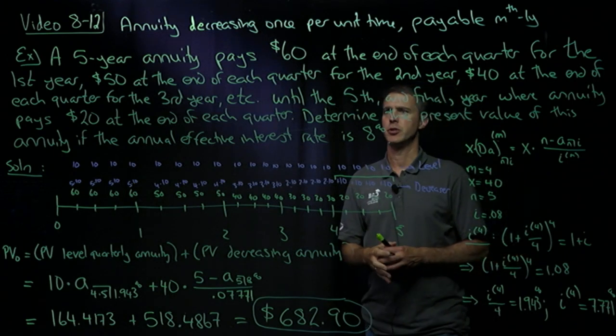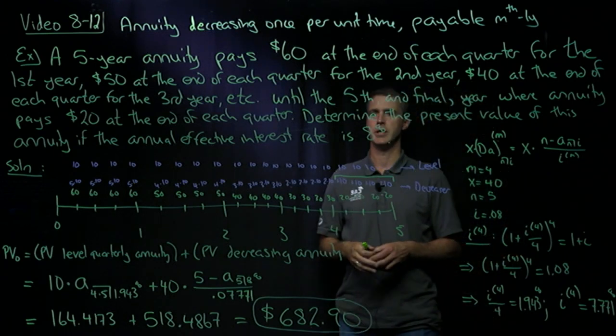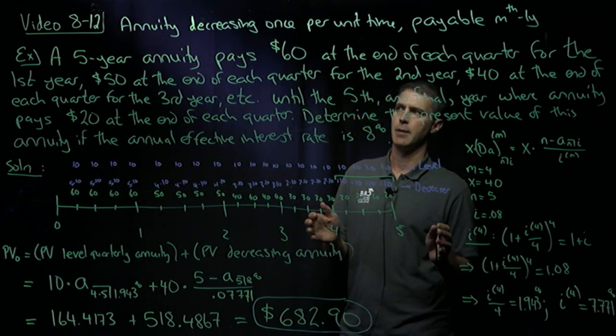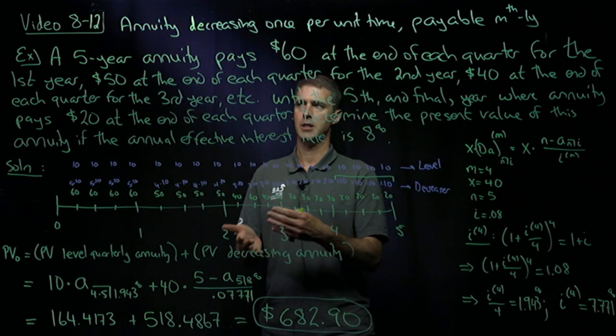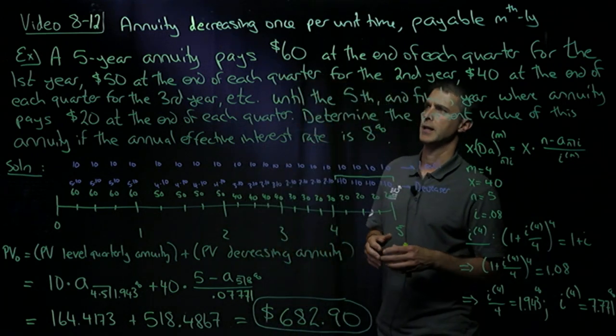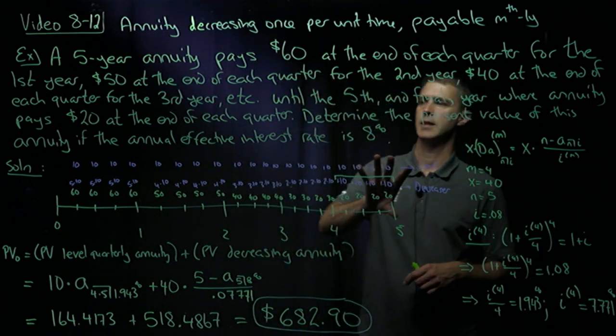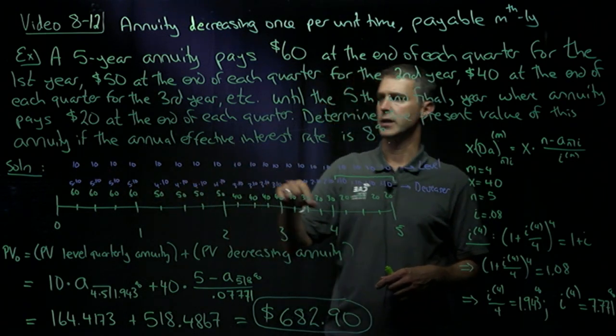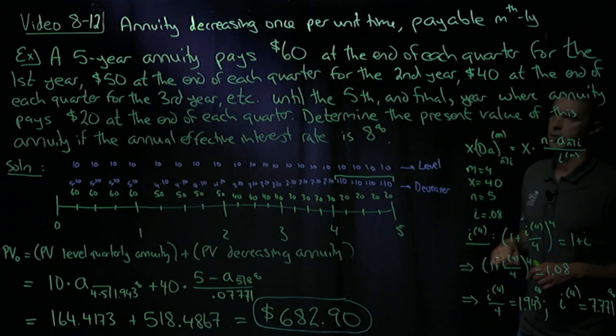In this video, we're going to do a more involved example of a decreasing annuity in which the payments decrease once per unit of time and arrive m times each unit of time. So I'll step away and let you copy, but I'll just warn you that this time value diagram is rather complex, so if it's not all clear, maybe wait till I talk through it before you write the numbers in.